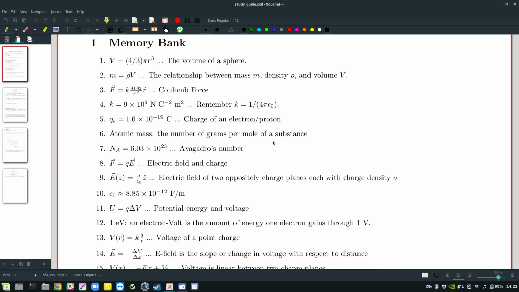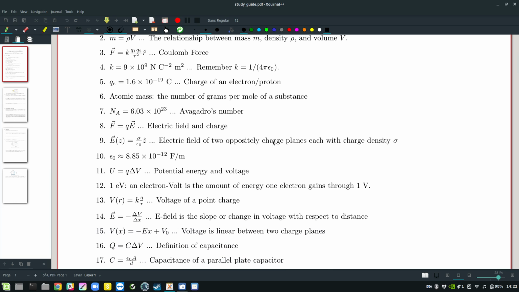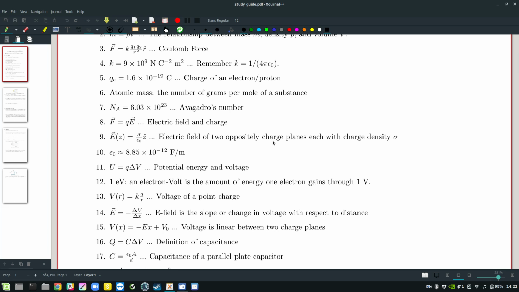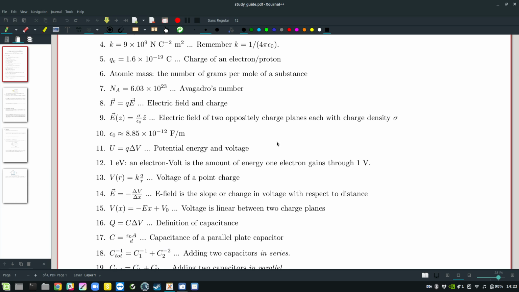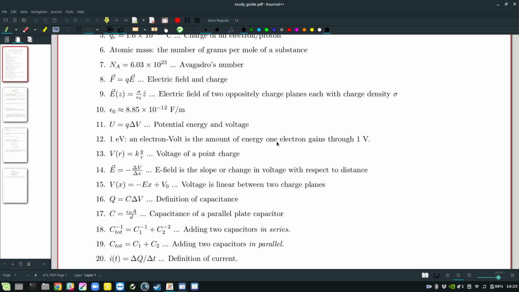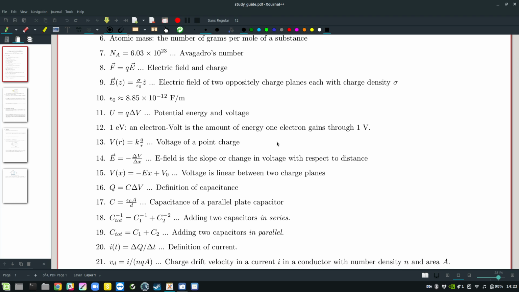We've got volume and density, the Coulomb force, different constants of nature. So you have the K constant, which is really 1 over 4 pi times the permittivity of free space, and that's got certain units that work out to within a few percent, 9 times 10 to the 9 newtons per coulomb squared times meters squared. And the charge of an electron in item 5 there. Just a reminder about what the atomic mass is if we set out to calculate how many free charges there are per unit volume in a conductor, for example.